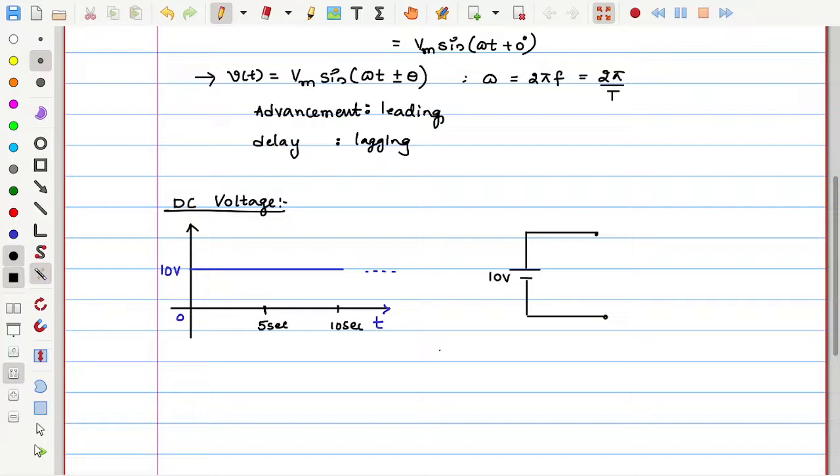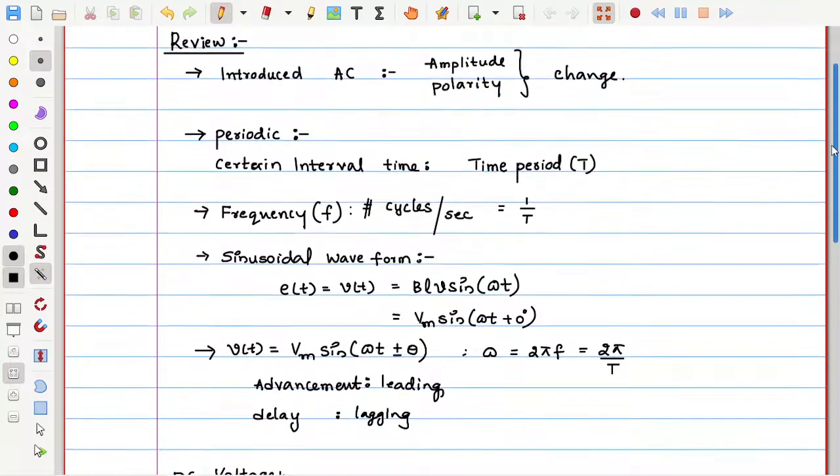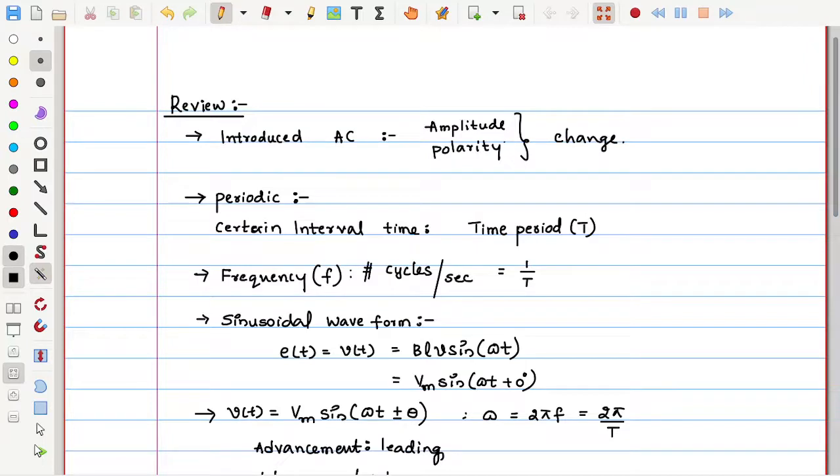Okay. Now if we see these periodic waveforms, what are the main characteristics of these periodic waveforms? One is that the amplitude and the directions are changing continuously, and a certain pattern is going to be repeated for every certain interval of time.